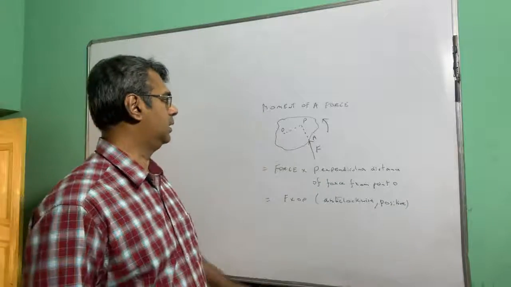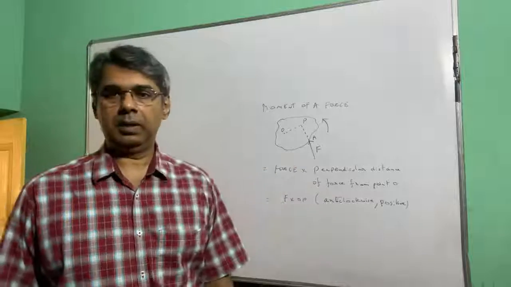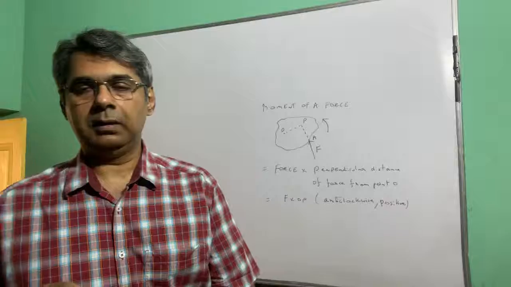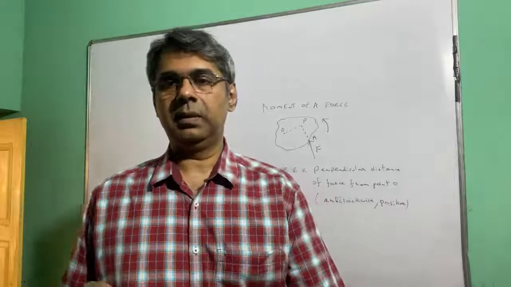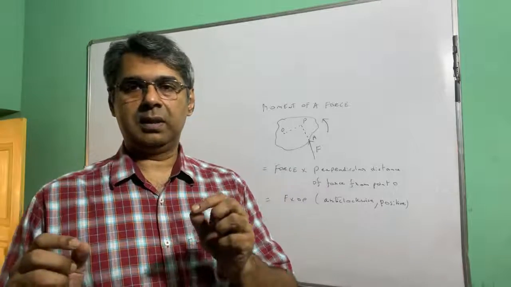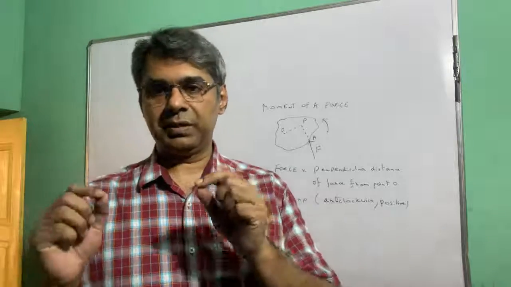So suppose there is a body, and that body has been pivoted at a point. A pivot or a fulcrum is a point about which the body can rotate. So that is kind of like a hinge or something which is fixed.